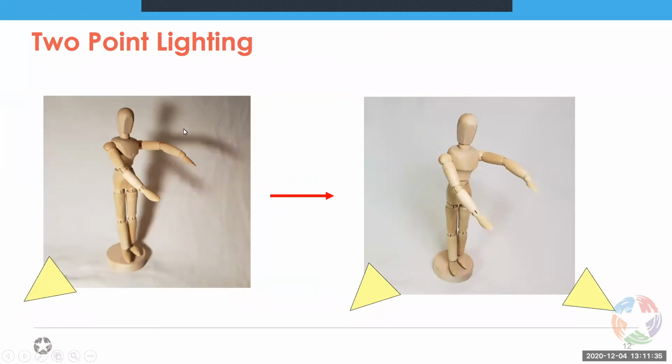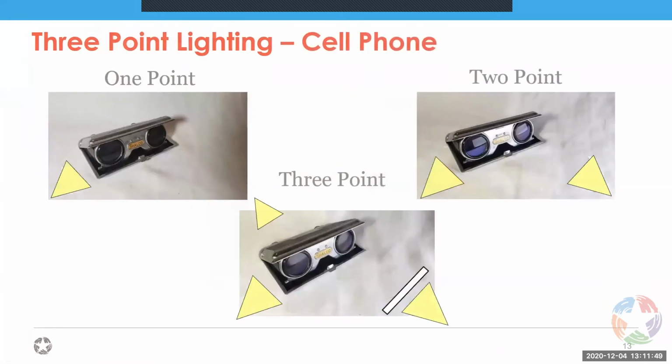And I don't know if you can see this, but you can usually tell how many sources of light there are in a photo based on how many shadows you can see. So there's 1 shadow right here, 1 shadow right there. Here's an example of 3-point lighting.